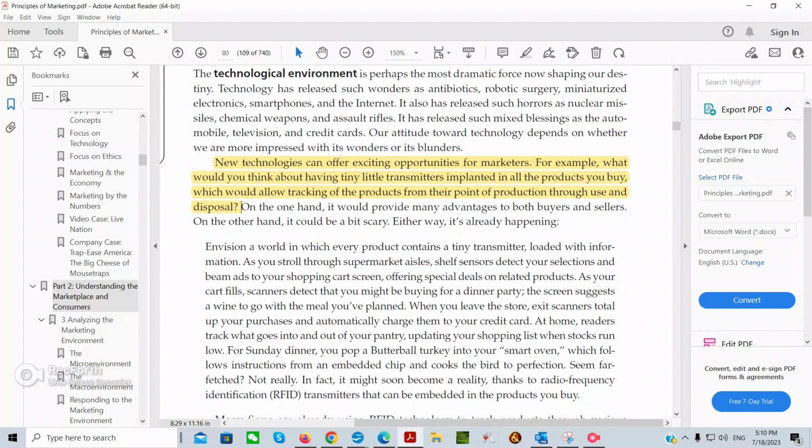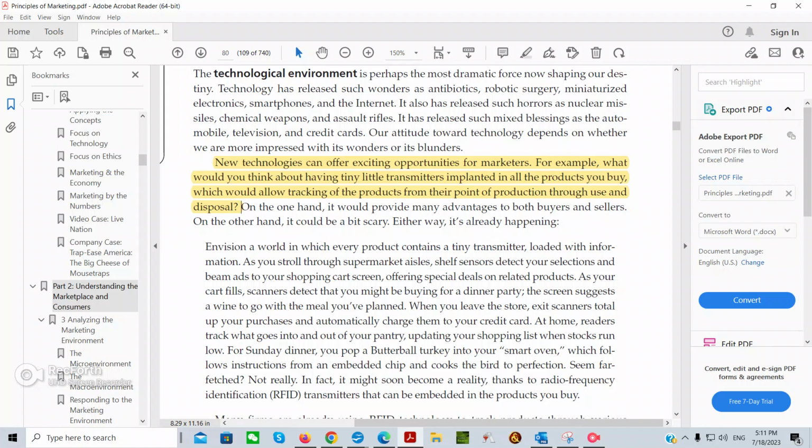Envision a world in which every product contains a teeny transmitter loaded with information. What they're referring to is like a barcode. They've been doing this since the 90s. It's like a barcode you put on top of a product, or one which goes off if it hasn't been disabled, to prevent theft.